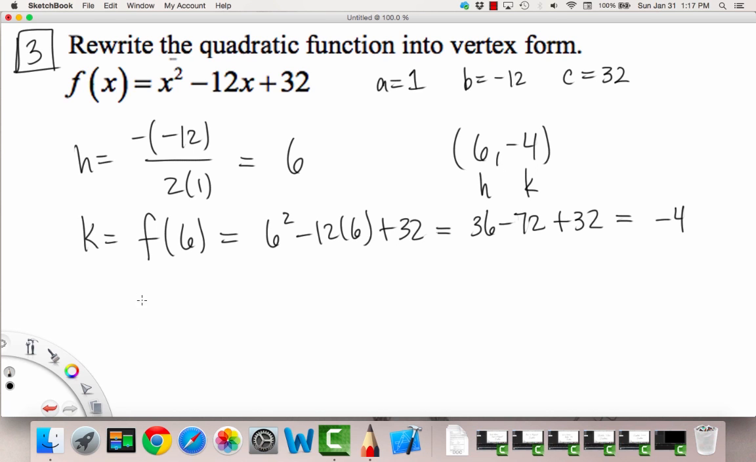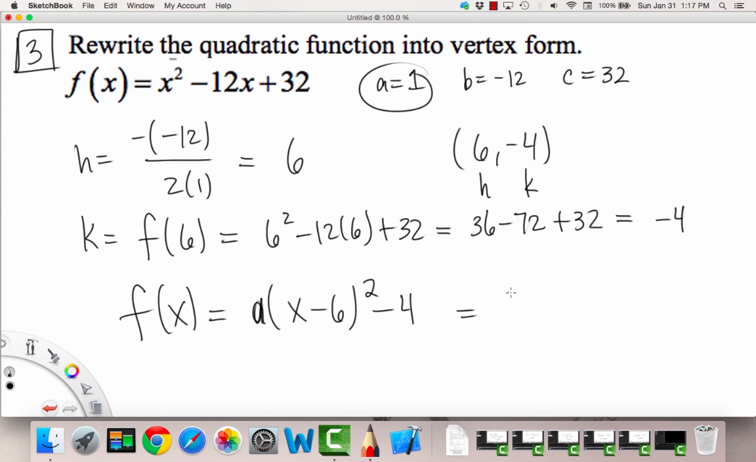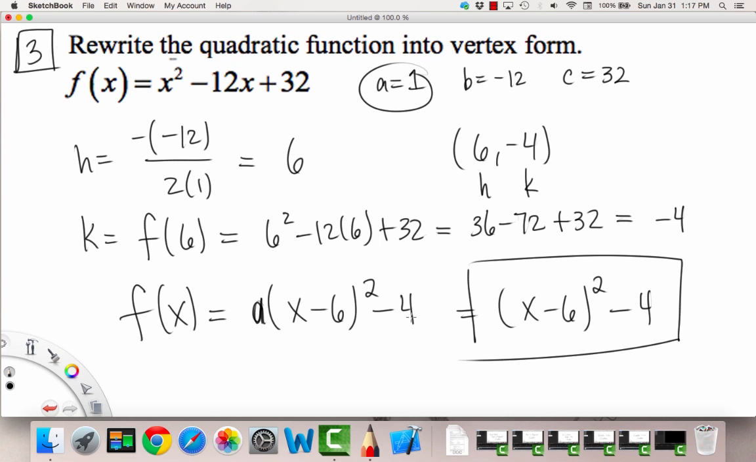Okay, so we're just going to plug that in here. Now we have f of x is equal to a times x minus h, so x minus 6, squared, and then plus k, so that'd be minus 4. And the a here is pretty simple, because it's going to be the same as our a before. So that's just going to give us a 1 in front. So minus 4, and this is the function rewritten into vertex form.